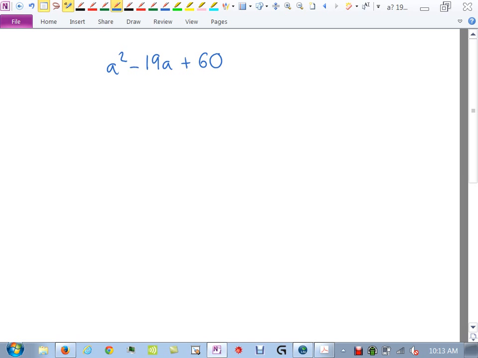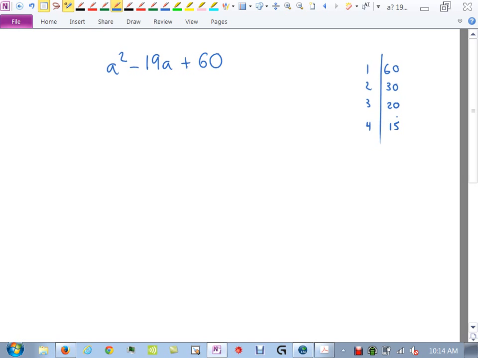So maybe all you need is the table at this point. Maybe just 1 and 60, 2 and 30, 3 and 10. 4 and 15. Hold on. 4 and 15 do go together to give me a 19, right?